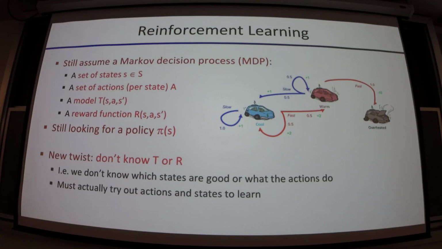So this means we don't know what states are good, what actions are good, what happens when we take our actions, none of this, right? And so that means we actually have to try things out in order to learn. So if we take our overheated car MDP that we've been running with, the corresponding reinforcement learning setup would look like this. Less information, right?